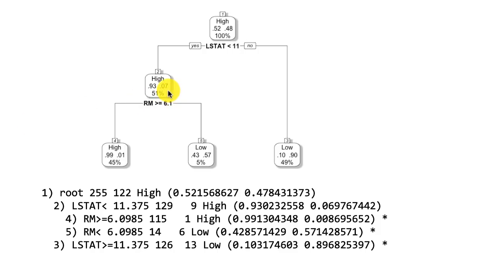51% went left. In other words, 51% satisfied the condition lstat less than 11, and 49% did not satisfy the condition of lstat less than 11. Finally, we can note that 45% of all the cases landed up here, 5% landed up here, 49% landed up here. You may be wondering, is it not supposed to add up to 100%? It is, but these numbers have been rounded off.